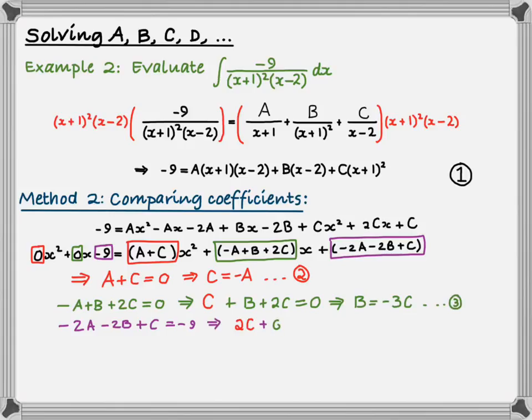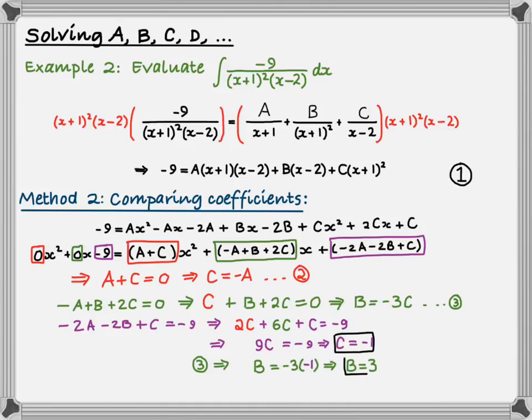If I now substitute both these into the third equation, I now only have an equation with C, and 9C equals negative 9, which implies that C is negative 1. And substituting back into the previous two equations, B is equal to 3 and A is equal to 1. Once we have the values of A, B, and C, we can go ahead and evaluate the integral.